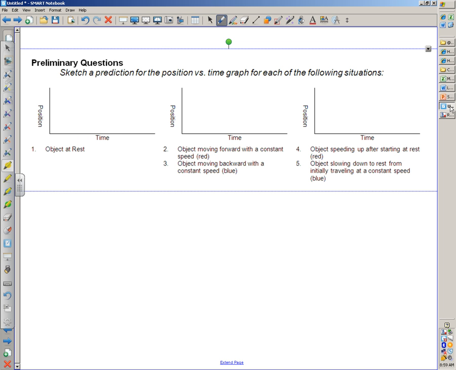If you would like, I have a box of colored pencils here. So if you would like to make them in different colors, feel free to do so. I would like you to take the next 2 minutes and, in your lab group, make some predictions about what those graphs would look like. Go.